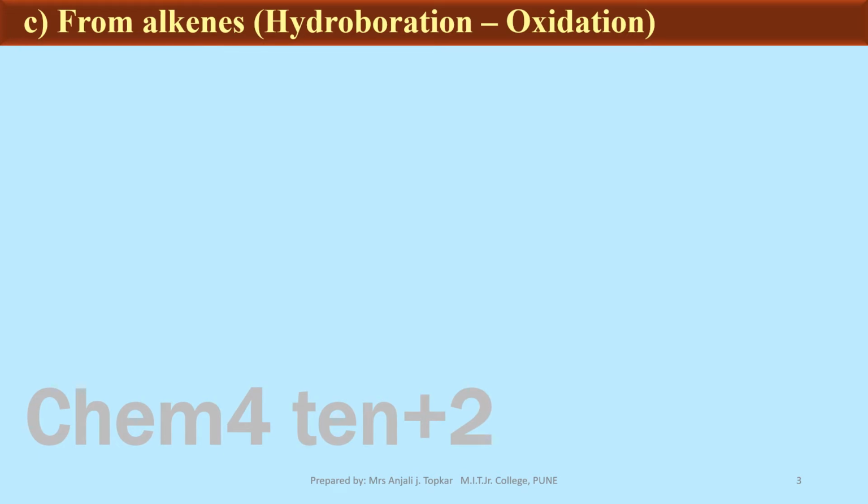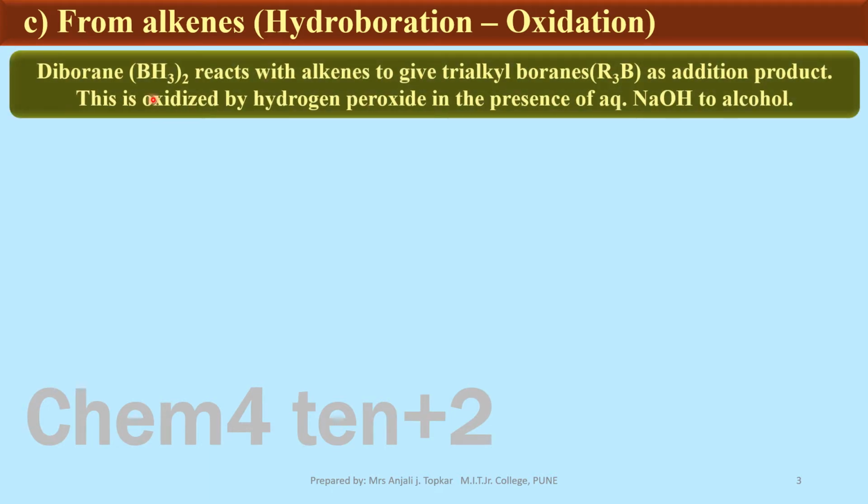Let's study the first method of preparation of alcohols from alkenes by hydroboration and oxidation. Diborane, that is BH3 twice, or you can say B2H6, reacts with alkenes to give trialkyl boranes, that is R3B, as the addition product, which is oxidized by hydrogen peroxide in the presence of aqueous sodium hydroxide to give alcohols. Let's see how the reaction is taking place.